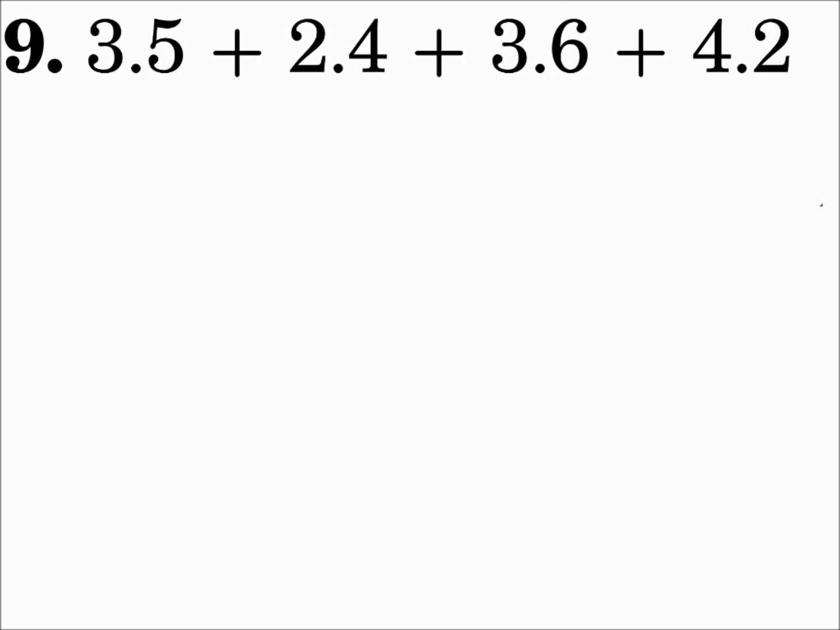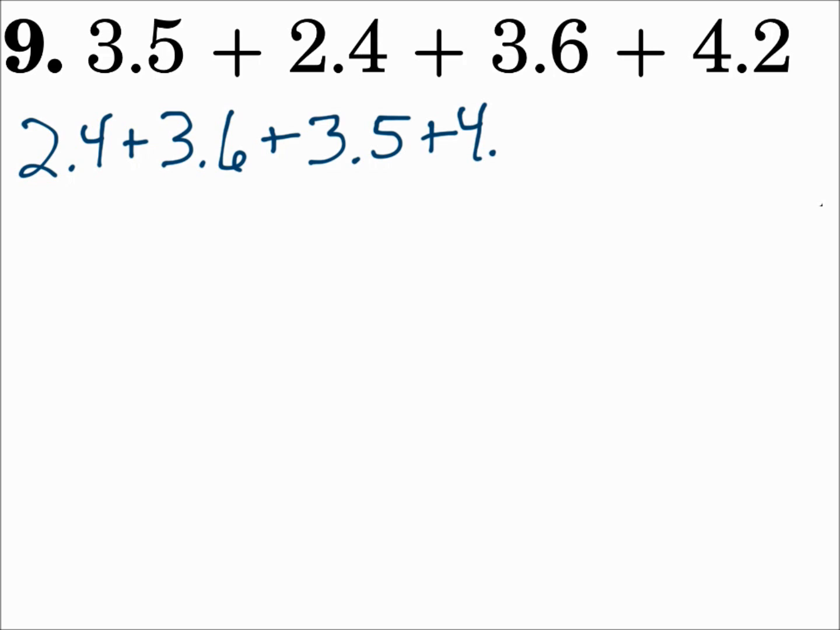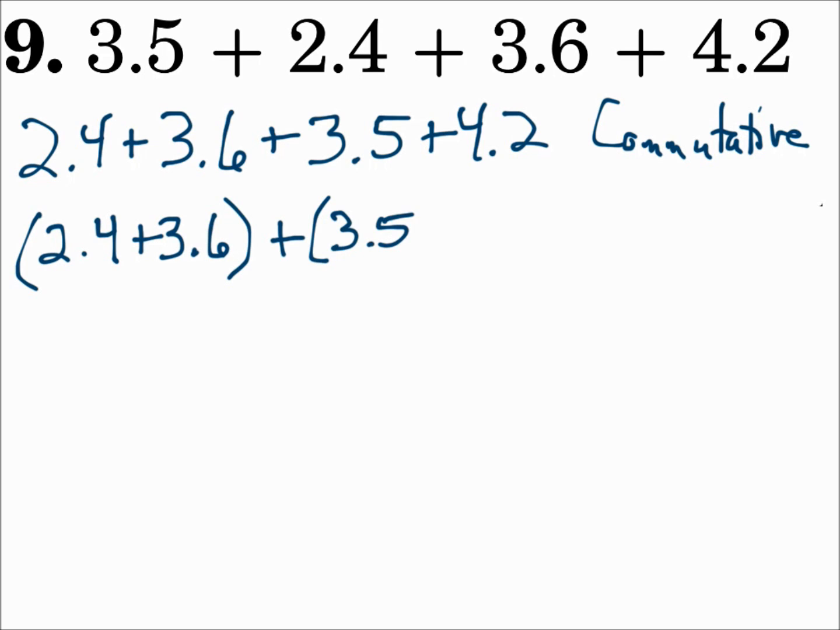For number 9, I've got some decimals here. I can rearrange these so that hopefully one of them will cancel out the decimal and give me just an integer. And I can see that 2.4 and 3.6 will do that because the 4 and the 6 will give me a 0 at the end of the number. So let's rearrange those. That's the commutative property. I can group those in parentheses using the associative property.